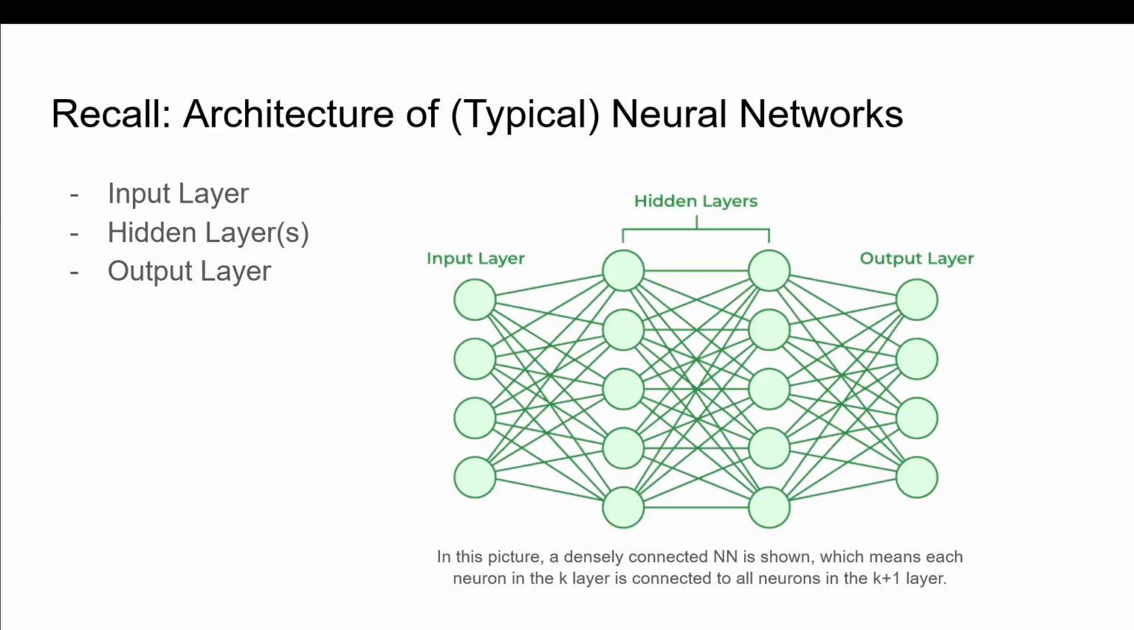So to recall again, this is the typical architecture of neural networks. It consists of an input layer, several hidden layers, and the last one is the output layer. In this picture, you can see a densely connected neural network, which means each neuron in the K layer is connected to all neurons in the K plus 1 layer. Let me turn on my laser. This neuron over here is connected to the first neuron in the input layer, the second one as well, and the third one, and the fourth one. So it is densely connected.